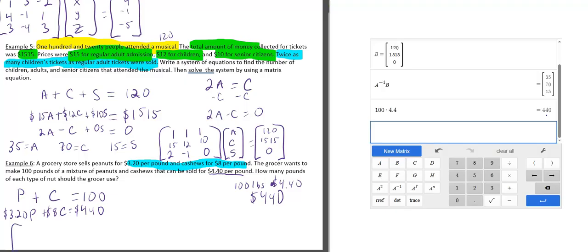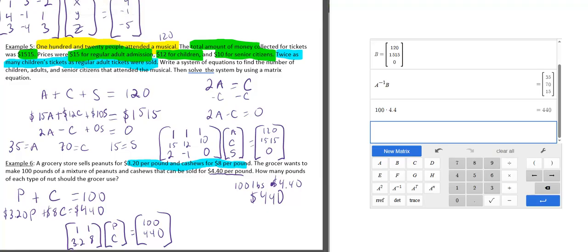So anyway, set your matrix up, guys, like we did. 1p, 1c, 3.2, 8, p and c equals 100 and 440. That's our column right there.